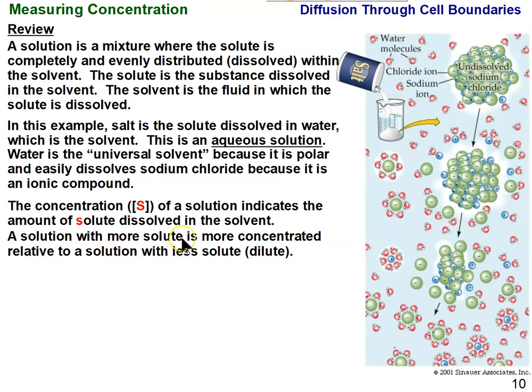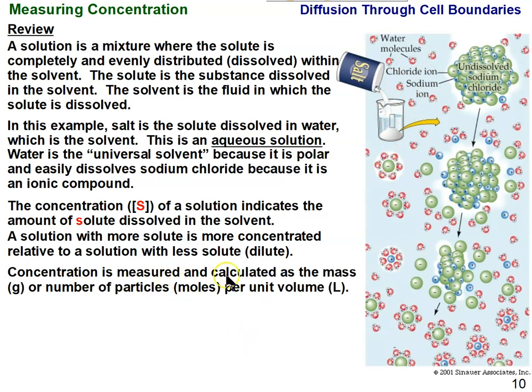So a solution with more solute is more concentrated relative to a solution with less solute. And we usually refer to a solution with less solute as dilute. So a dilute solution is a solution that has relatively low concentration. Or if you have a high concentration solution, you can make it more dilute by adding more water.